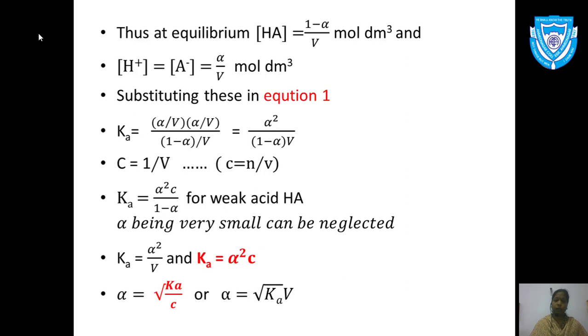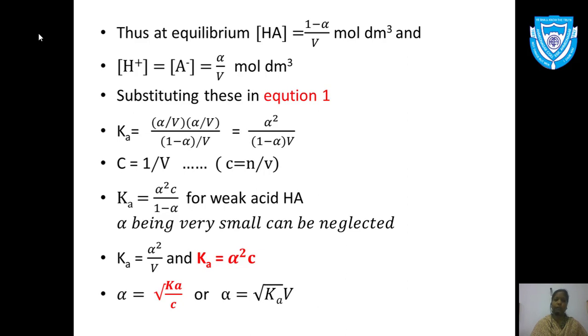Now here 1 upon V is simply C. For 1 mole, the concentration is 1 upon V. Hence 1 upon V can be replaced by C, and we get the equation Ka is equal to alpha square into C upon 1 minus alpha. So C comes in place of 1 upon V, and this is the equation for the weak acid.